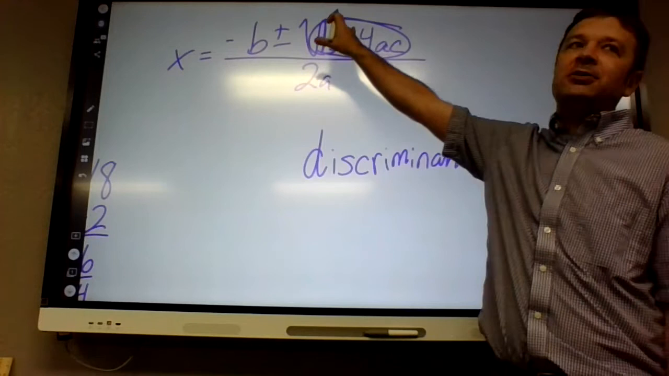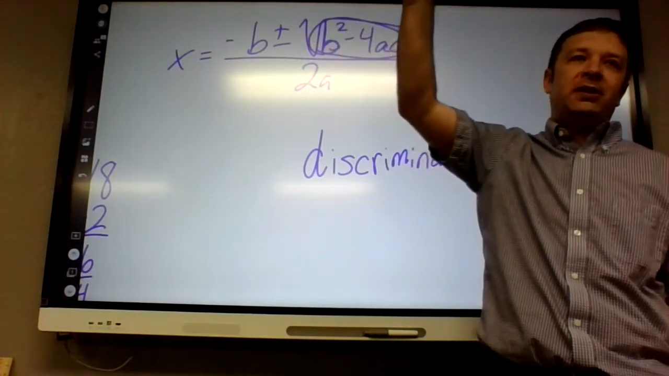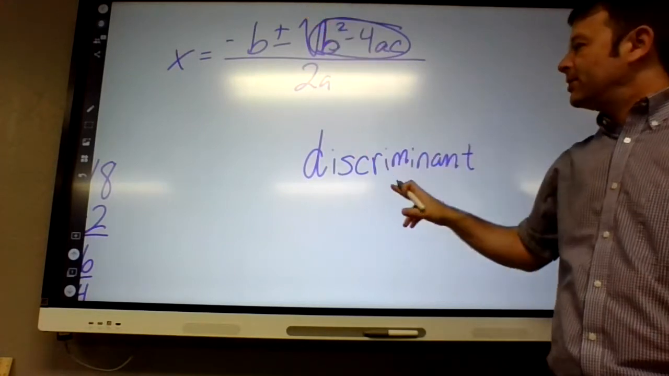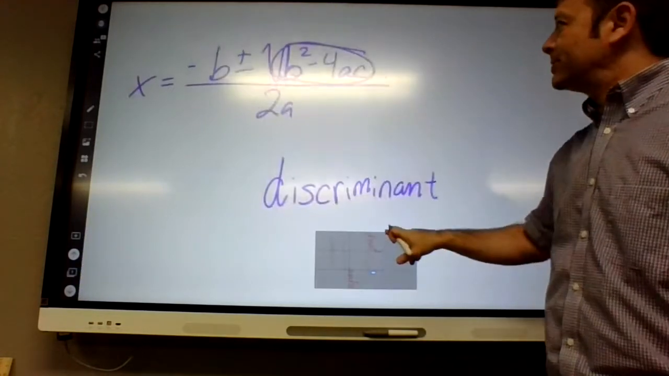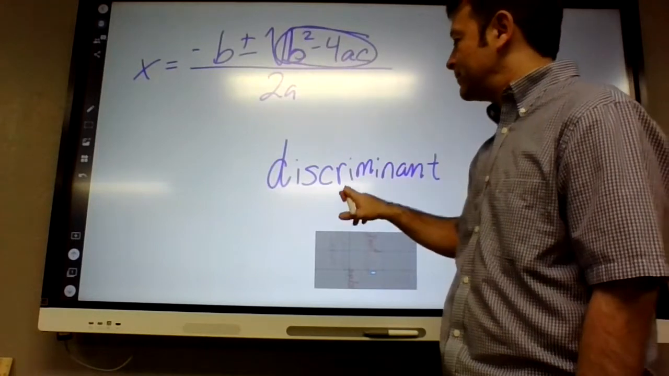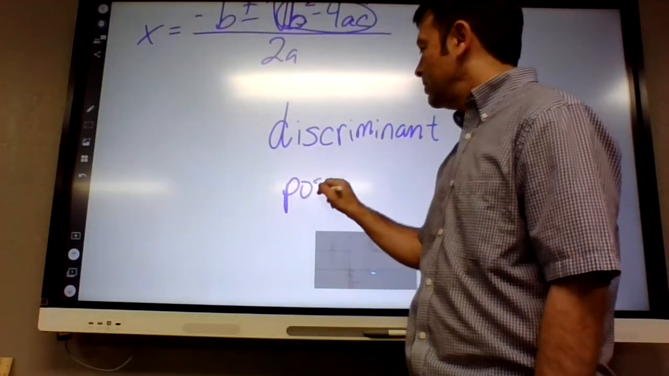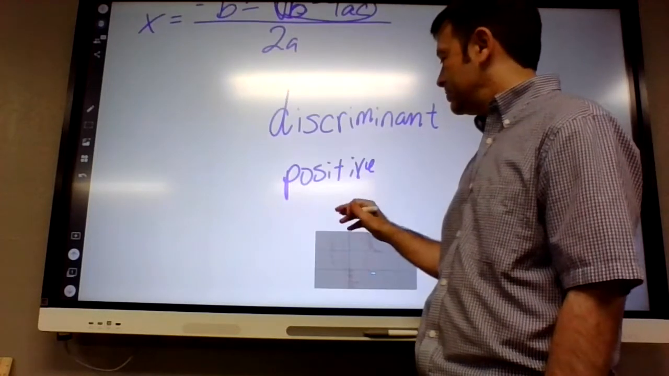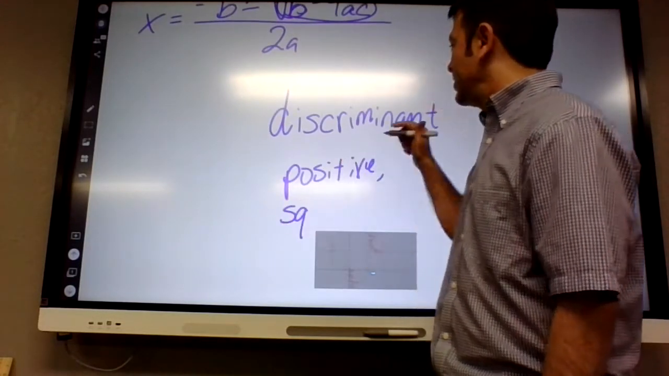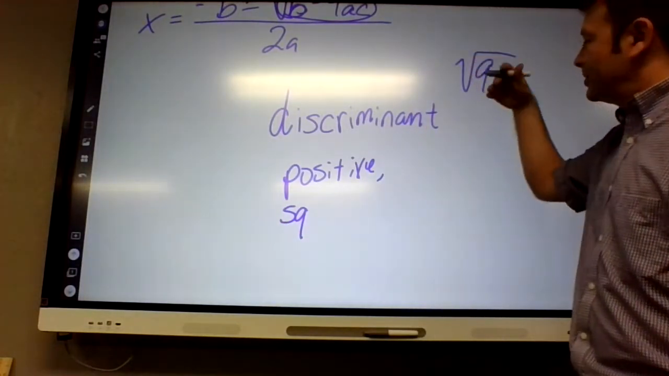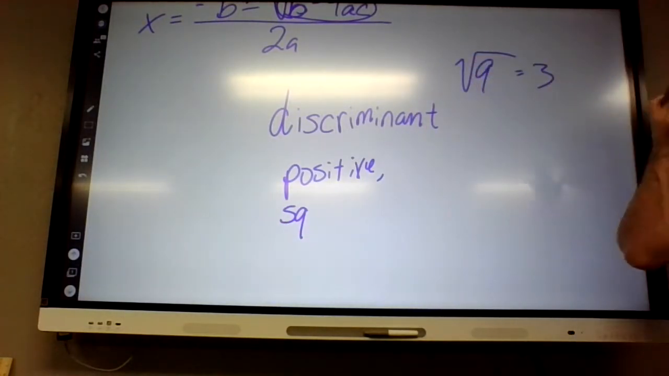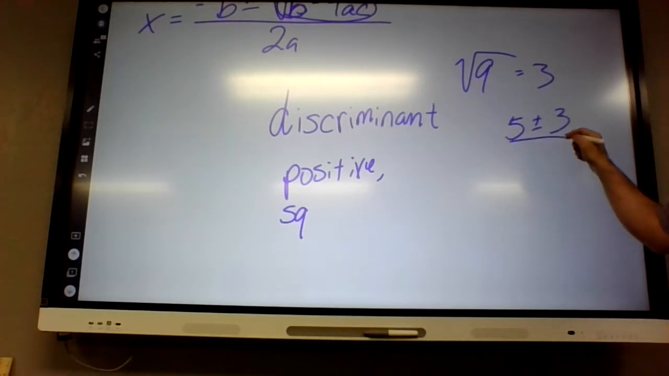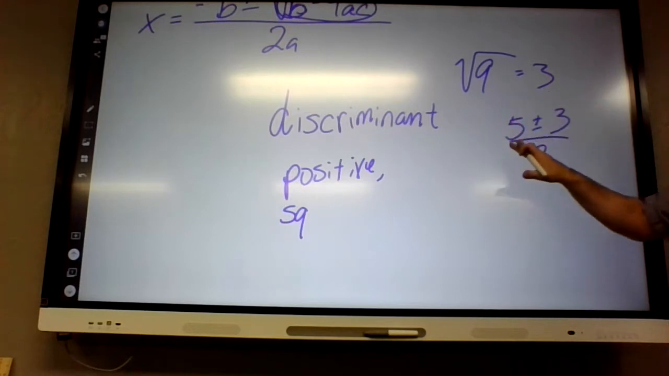This thing inside the square root, if you know what it is, it tells you what kind of answers you're going to get. So there's kind of 4 possibilities. If it comes out positive and it actually has a square root, like say it comes out 9, and the square root of 9 is 3, you get something like, let's make something up, 5 plus or minus 3 over 2. It comes out as normal answers.